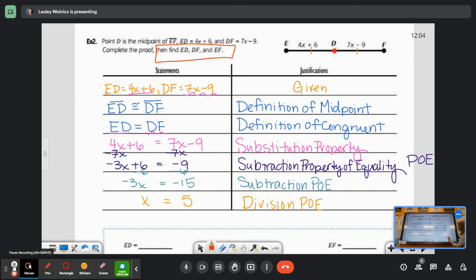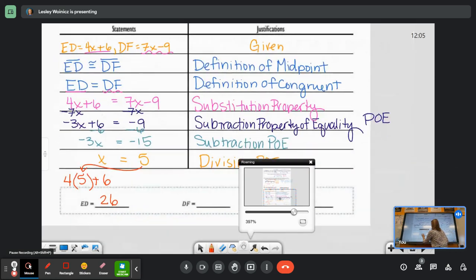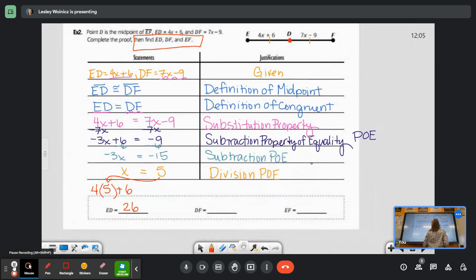So ED is 4 times the x plus 6. Okay, we know what x is. It's 5, so we're just going to plug it in, substitute it. 4 times 5 is 20. Add the 6, we get 26. Okay, I want you to do the next one. 35 minus 9. It's 26.